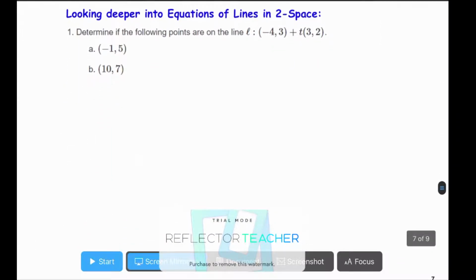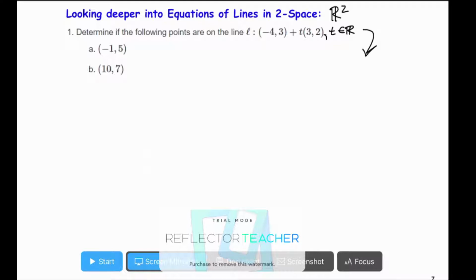Let's take a look a little deeper into equations of lines in 2-space, in R2, using our new tool, the parametric equation. So the first thing I'm going to do here is look at my question 1, determine if the following points are on the line L. And we have our position, our point vector, -4, 3 plus t, and our direction vector is 3, 2. And we should also, once again, remember to define our parameter as having all real values here.